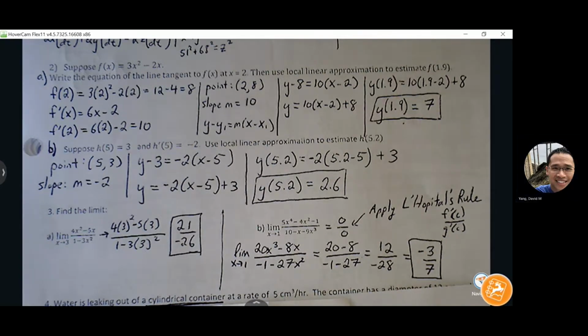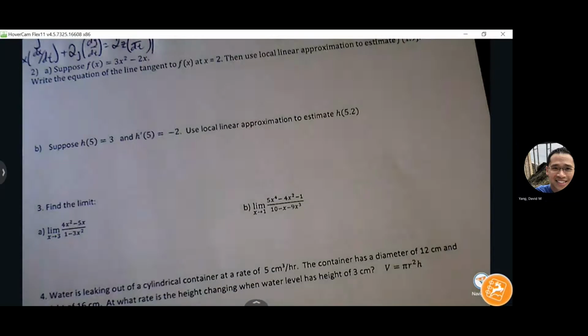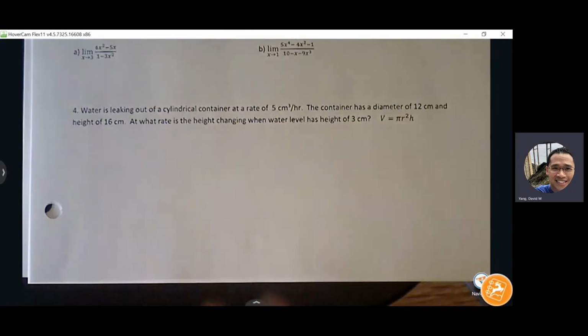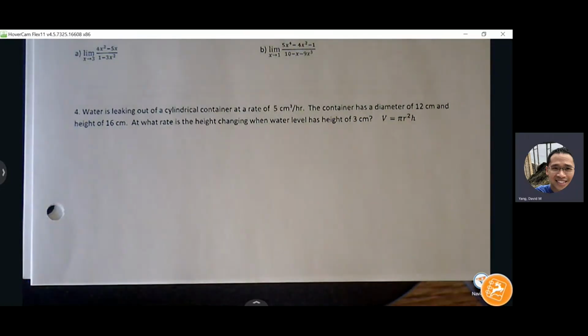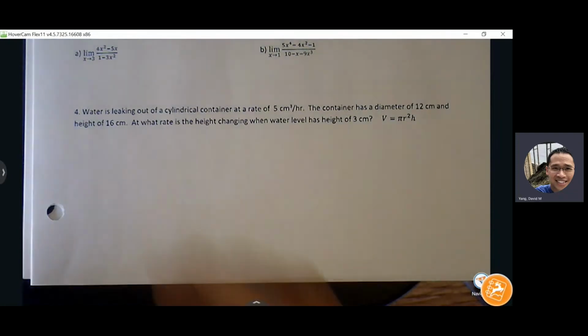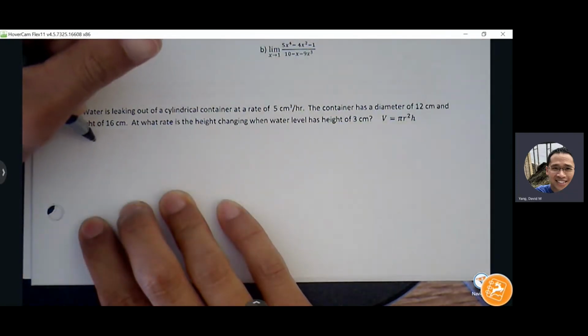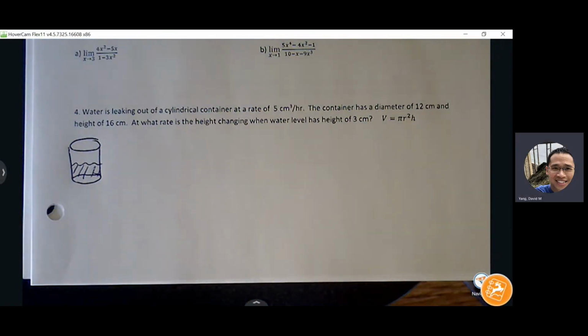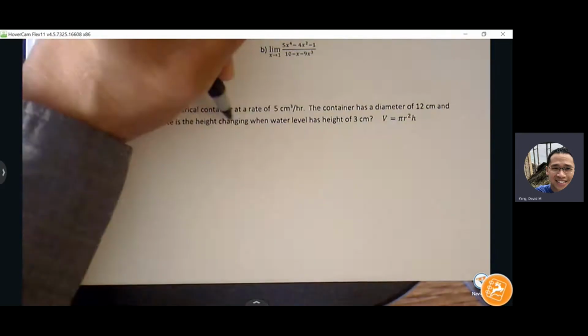Okay, let's talk about number 4. Okay, let's talk about cylinders. Cylinder is the easier of the two between this and cone, but it's very different in the way that we approach it, right? Okay, so water is leaking out of a cylindrical container at a rate of 5 cubic centimeters per hour.